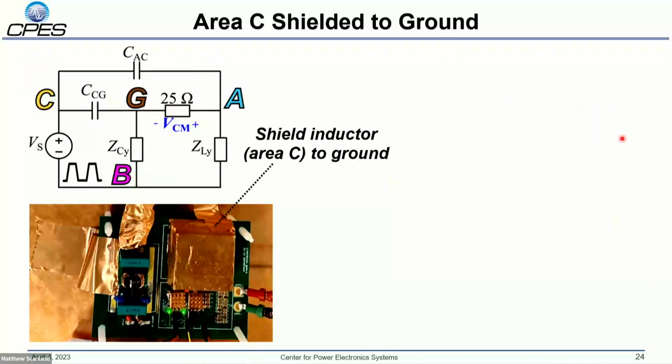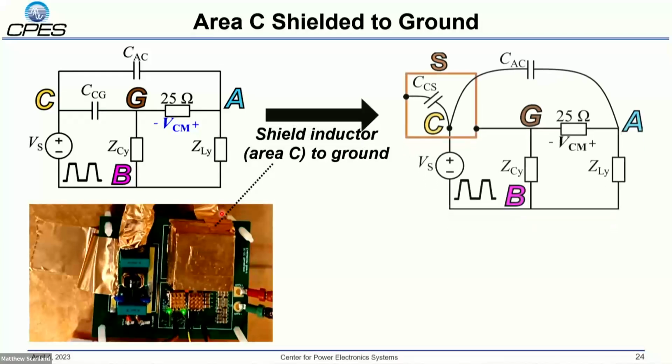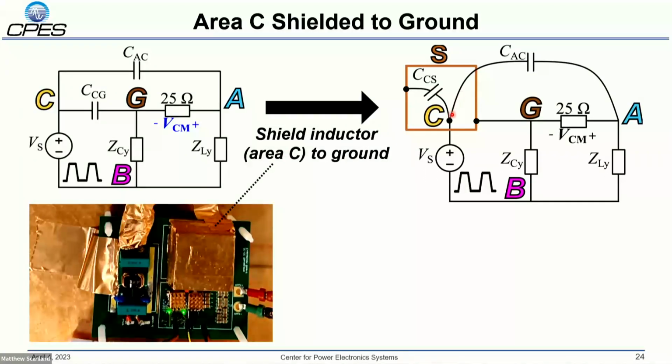We can also shield the emission source instead of shielding our victim area. Because the inductor is the main source of our electric field emissions, here we cover the entire inductor in a copper box, which is tied to ground. Again, the model is different. Now I have a coupling from area C to the shield. In this case, our near field coupling C_AC is still effectively minimized because we shielded the emission source. However, we actually increased the coupling from our switching node to ground.